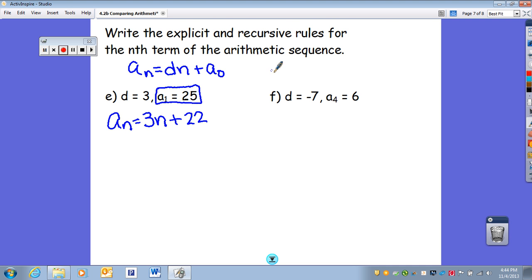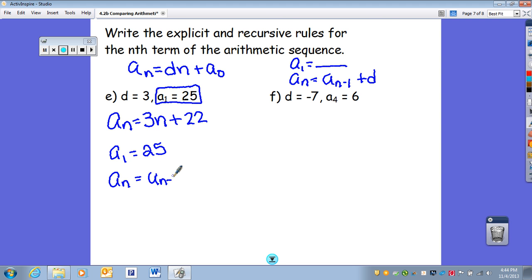Now I want to write the recursive rule, and the recursive rule first starts with what is my a sub 1, and then to finish off we write the rule as a sub n is equal to a sub n minus 1, or the previous term, plus the difference. So my a sub 1 was given to me as 25, and then we have a sub n, or whichever term I'm looking for, take the previous term, and we're going to add the difference, and the difference is 3.